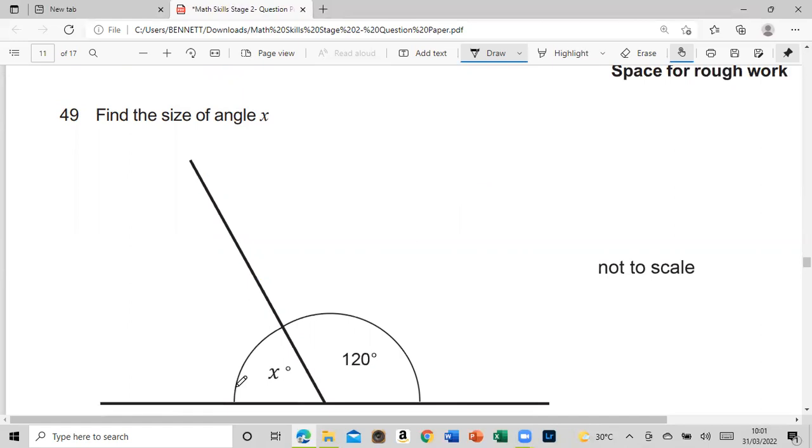Alright, so this angle is on a straight line. So this plus this should give us 180. So it would be 180 subtract 120. So that would be 60.